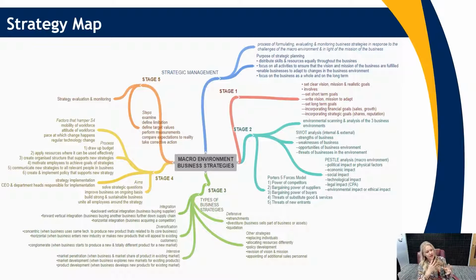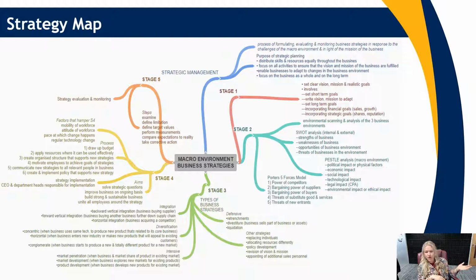I know that the text on this is quite small, so we can send the PowerPoint out to you on request. But this strategy map I found really, really interesting, and I felt like it was a great way just to break down the stages. Now I know we've just talked of the stages of environmental analysis. This is more about the strategy map from start to finish.